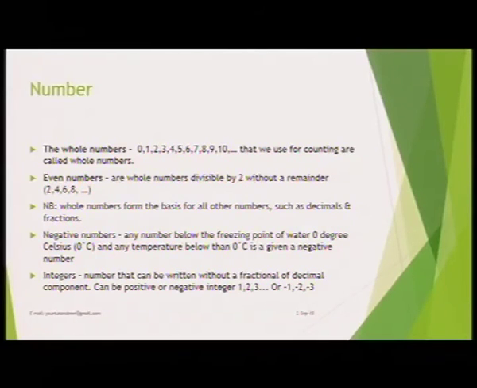Negative number: any temperature below the freezing point of water, which is 0 degrees Celsius, is given a negative number. Integers are numbers that can be written without a fraction or decimal component, and can be positive or negative. Meaning that an integer can be a positive number or a negative number. We have examples of 1, 2, 3, or -1, -2, -3, and the list goes on.